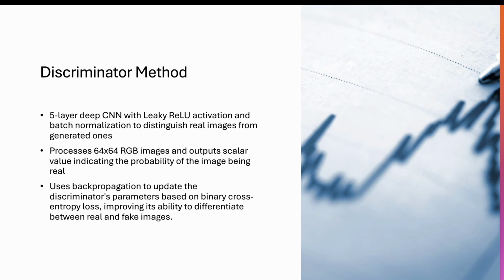Now, once again, we used 64 by 64 RGB images because that's what our input dimensions were, and we outputted a scalar value that would tell us the probability that the image is real or fake. So if it would be 0.8, that means there's an 80% chance that the image is real. Now, of course, this involved backpropagation, because we wanted to make sure that the parameters were updated based on the loss, and this also helped us get more accurate probabilities when it came to distinguishing the fake and real images.